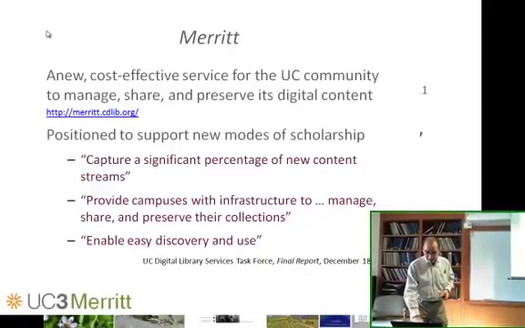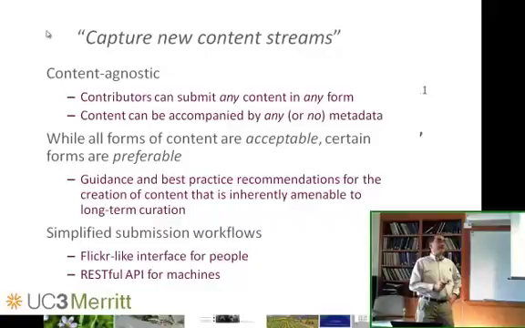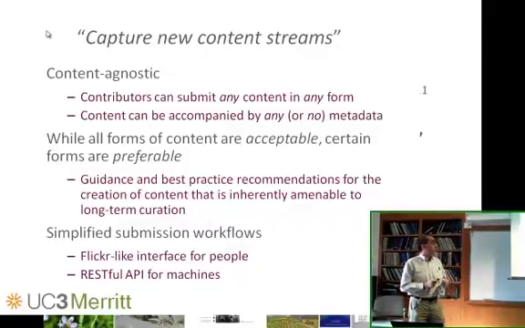So let's take a look at how we think Merit stacks up in these 3 regards. In terms of being able to deal with a variety of new content streams, first off, Merit is content agnostic. We can take in content from any discipline and in any particular form that you want to give it to us. And that content can be accompanied by any type of metadata, or in fact no metadata at all, although generally we wouldn't recommend that.